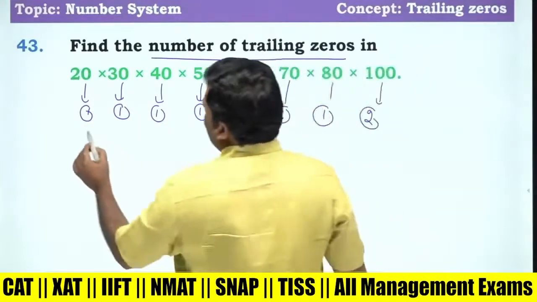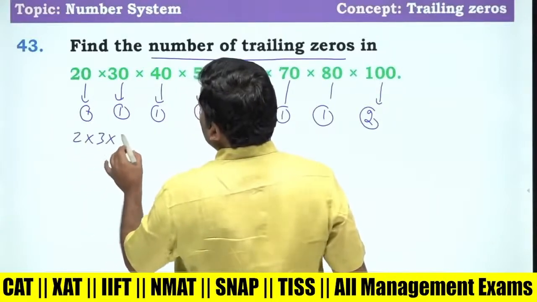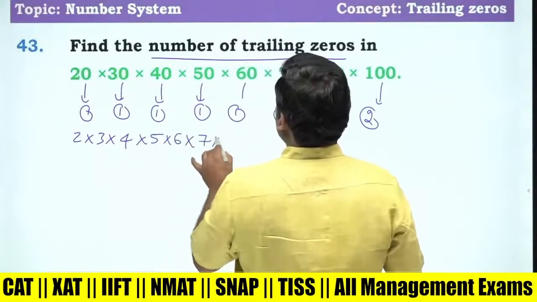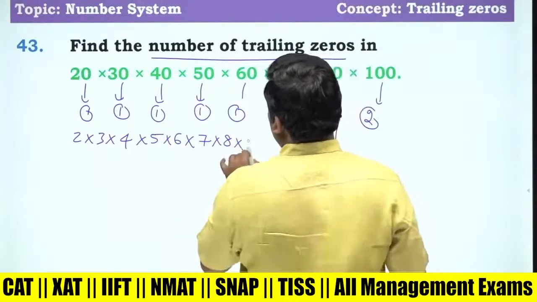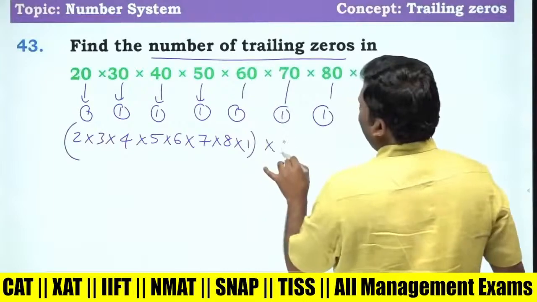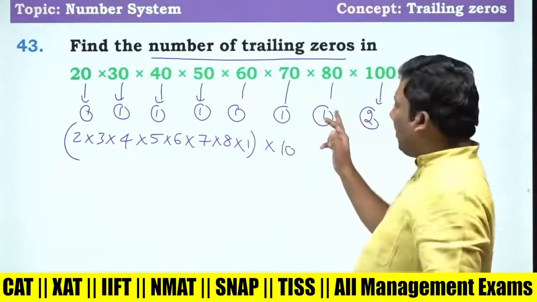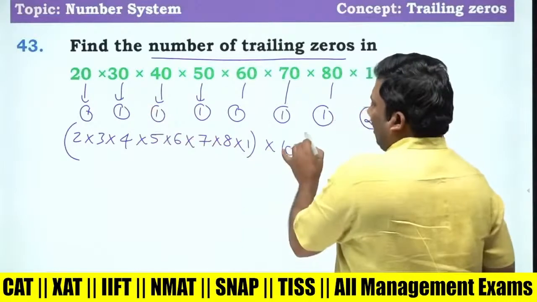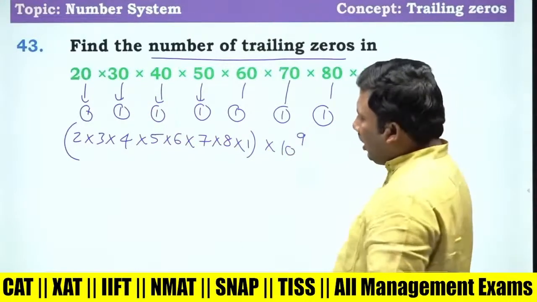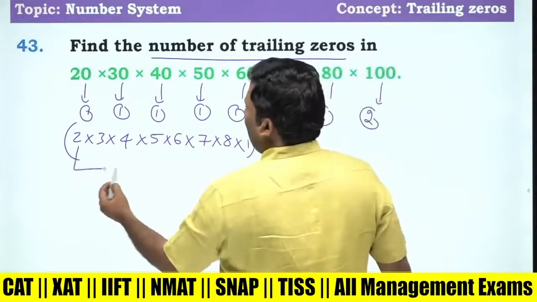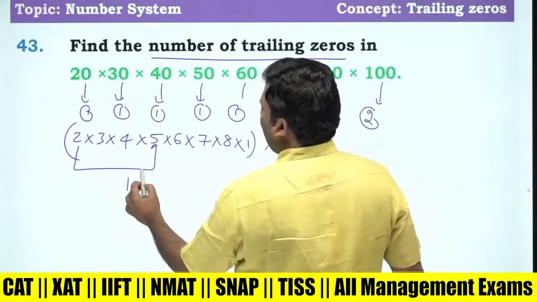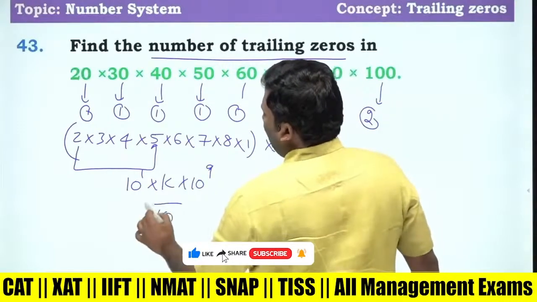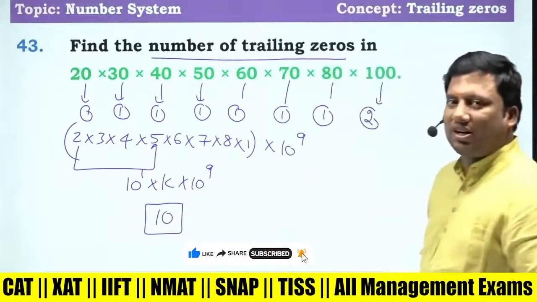If you observe here, 2 into, what are the remaining digits other than the multiples? 2 into 3 into 4 into 5 into 6 into 7 into 8 into 1 into, how many powers of 10 are there? How many zeros did I get? 2 plus 1, 3, 3 plus 1, 4, 5, 6, 7, 8, 9. So it is into 10 power 9. Now if you see here, 2 into 5, 10, another power of 10 we got. Into k into 10 power 9. 9 plus 1. The number of trailing zeros in this expression is 10.